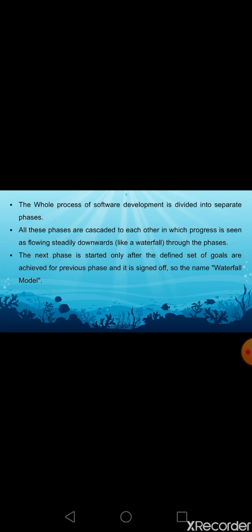Since the flow is sequential, the model is very simple to understand and easy to implement. What it means in terms of software development is that every phase needs to be completed before we move on to the next phase. That is, every phase needs to be reviewed and signed off, and only then can we proceed to the next phase.